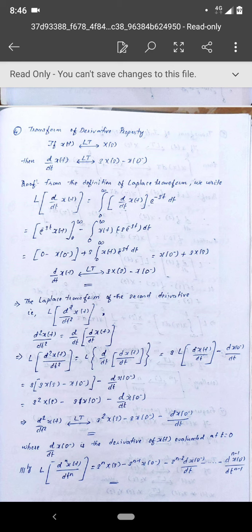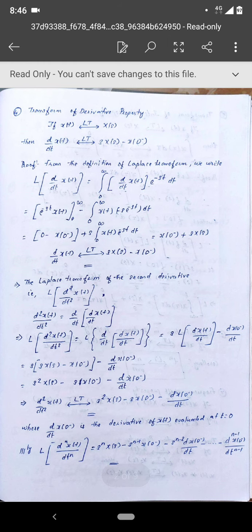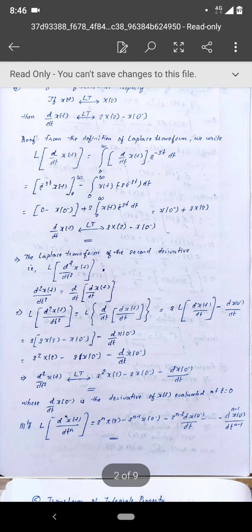That is the inference. That is why we did not consider integration from minus infinity to infinity in the definition of the Laplace transform. Rather, we considered from 0 to plus infinity, because the part from minus infinity to 0 is taken care of by x of 0 minus. So that is a proof of that, and this is a very important result.